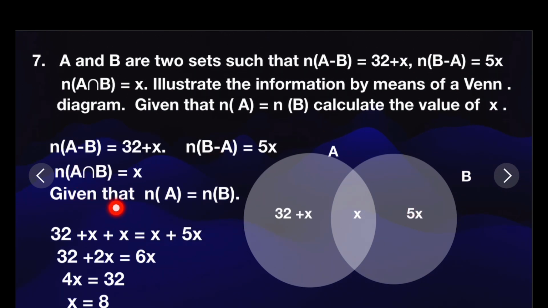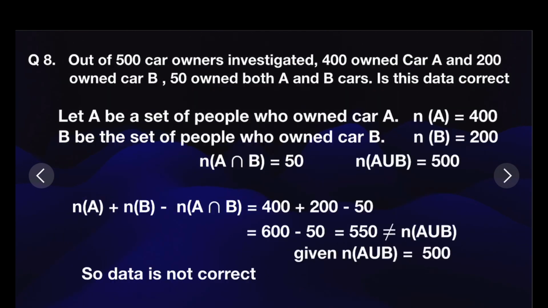So now what is the condition? n(A) is equal to n(B). So what is n(A)? All the elements in circle A, that is 32 plus x, is equal to the elements in circle B, x plus 5x. Evaluate it, you will get the value of x.